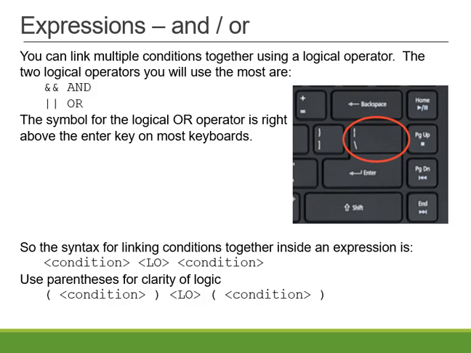The symbol for the logical OR operator is right above the enter key on most keyboards, as shown in this picture here. You press the Shift key and the backslash key, and you should get a vertical pipe character to display. Test that out by using Notepad or Microsoft Word. The vertical pipe symbol is supposed to have a gap in the middle so that it looks like 2 dashes rotated 90 degrees. Here's the syntax for linking conditions inside an expression.